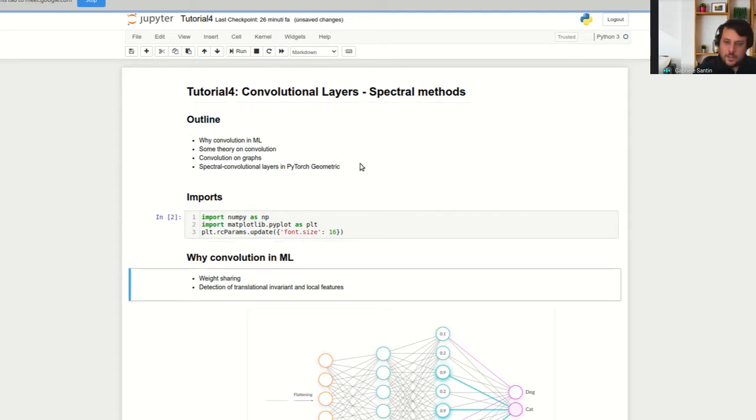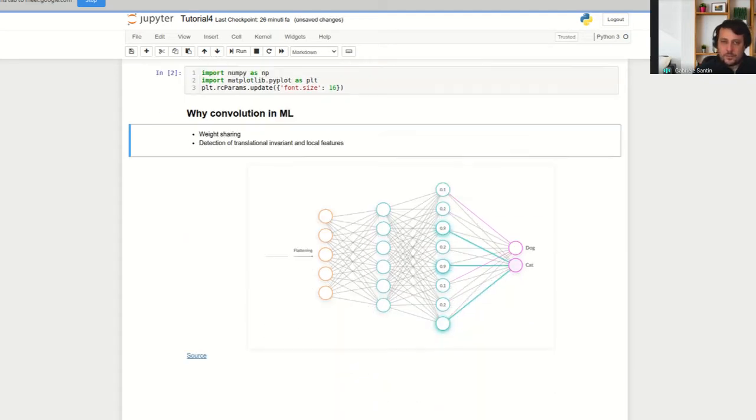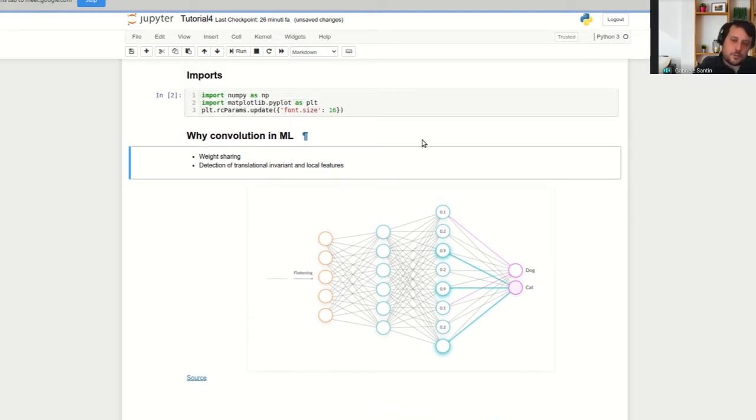Okay, so let's start. The basic idea of convolution is that there are two properties. One is weight sharing, so having fewer coefficients, equally powerful deep models but with fewer coefficients. And the second is that this is done not just by dropping weights, but by embedding some structure into the weights in a way that we are able to detect translational invariant and local features within our input.